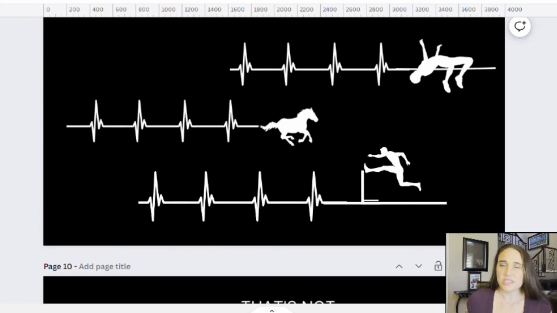Another one that you might have seen that's also very popular is the heartbeat type designs. This one you don't even need any words for, so this could be graphic only, and it simply has a heartbeat, and then at the end of the heartbeat, whatever activity or animal or thing that you want to put there. So, for these on the top one, I have somebody high jumping over the heartbeat.